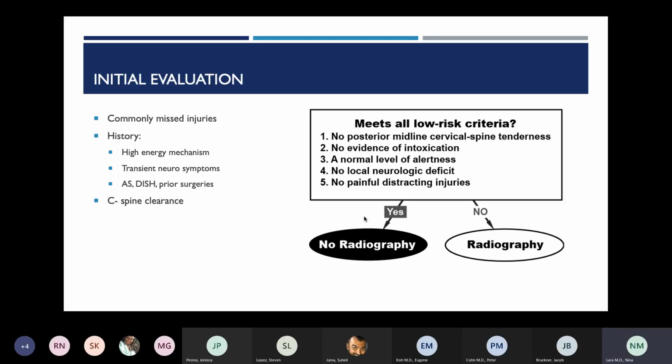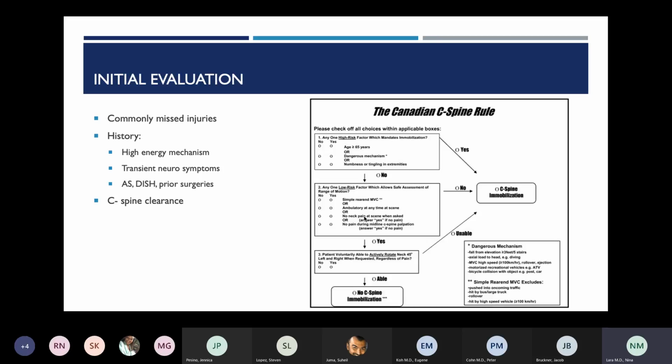For C-spine clearance, the patient has no midline tenderness, no intoxication, normal alertness, no neurological deficits, and no painful distracting injuries. They don't have a femur sticking out or a pelvic injury to distract them from their cervical spine injury. If so, you can lean towards not getting x-rays or imaging. However, I think we've kind of gone away from that, especially in patients with higher energy mechanisms.